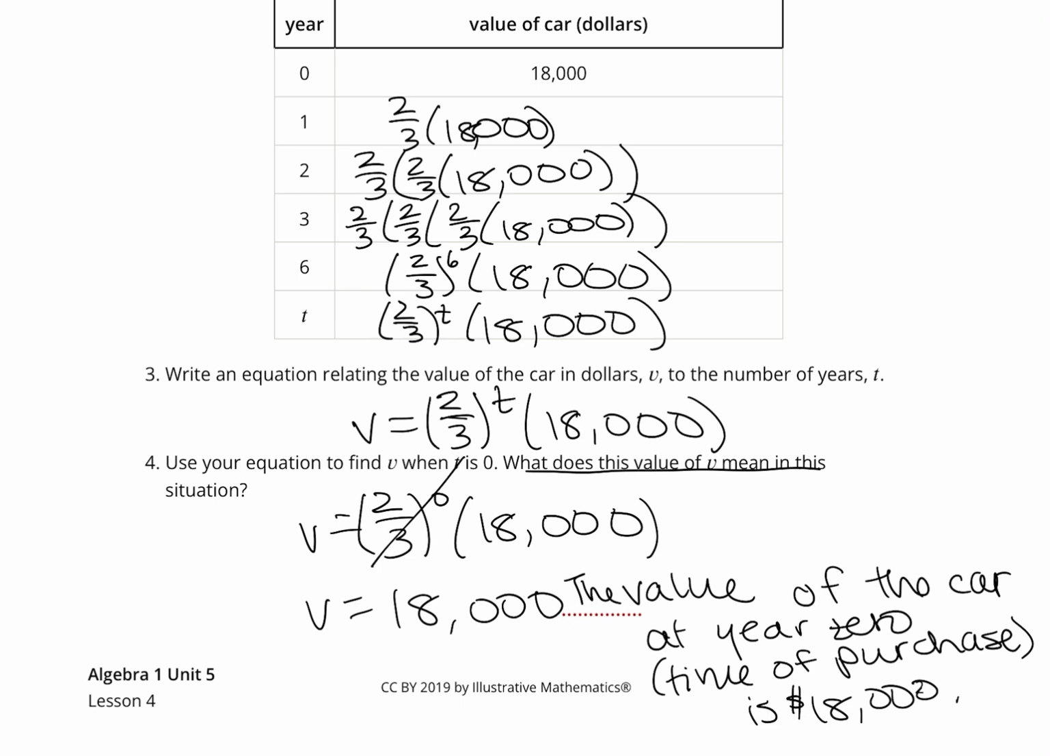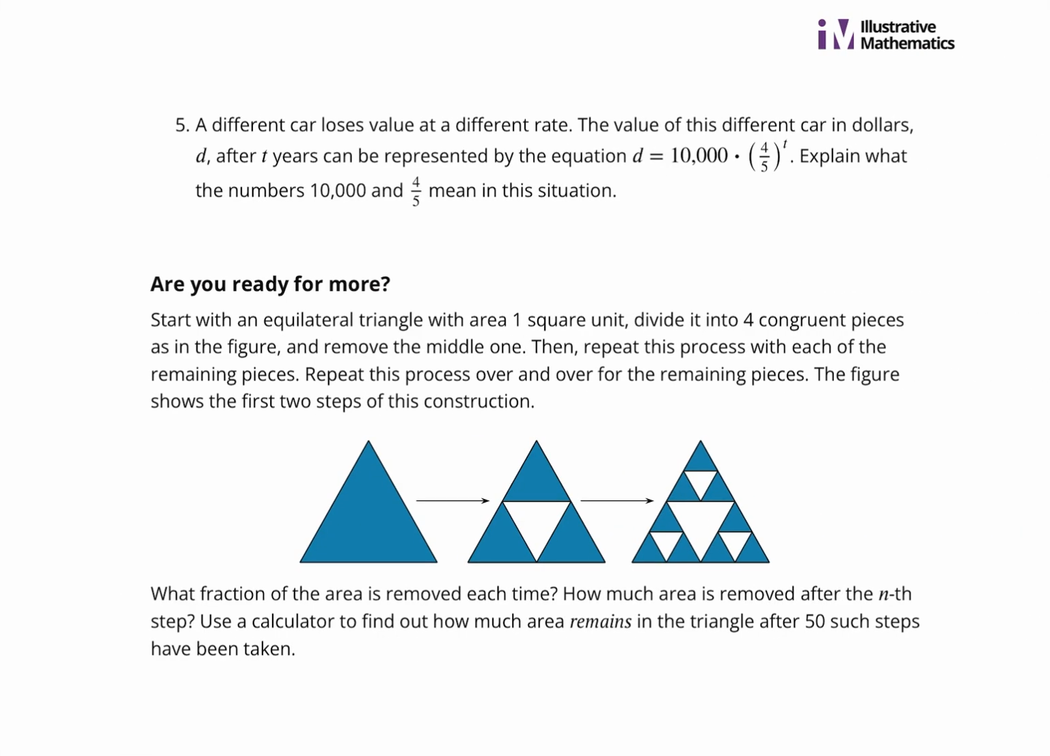Okay, let's move on. There is one more question for this problem. A different car loses value at a different rate. The value of this different car in dollars, D, after t years, can be represented by the equation D equals 10,000 times 4/5 to the power of t. Explain what the numbers 10,000 and 4/5 mean in this situation.